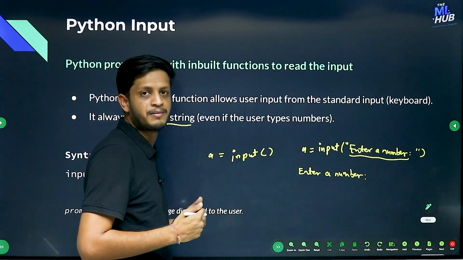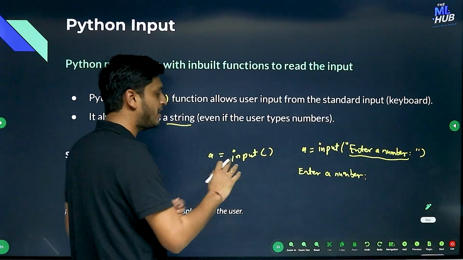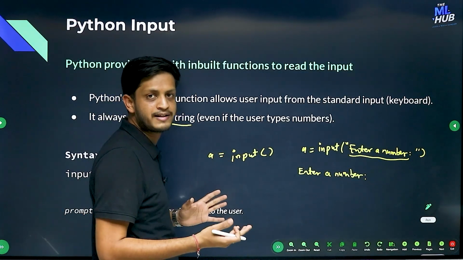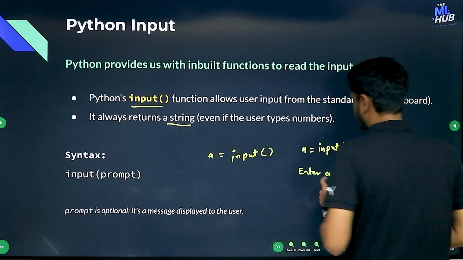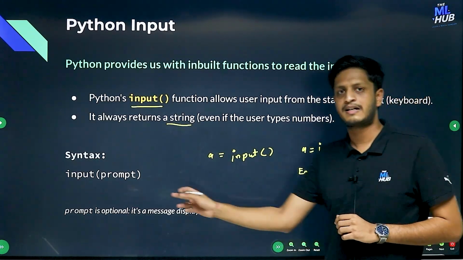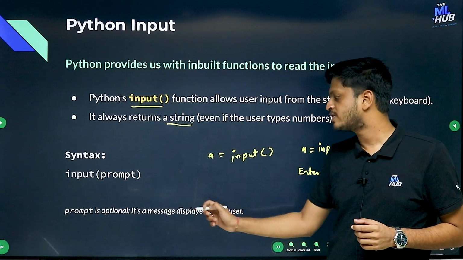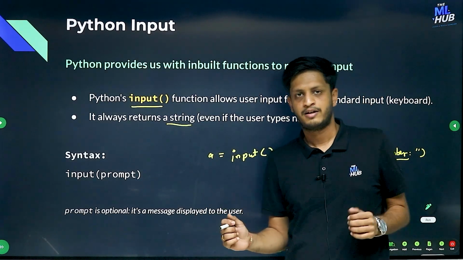Okay, the user will input something, right? But if you don't pass anything, nothing will be printed on the screen, and by default the console will wait for the user to enter something. So this prompt is optional. You can write it or you can avoid it. But if you want to print something before waiting for input, you can use the prompt inside the input function as well. So prompt is optional. It is a message that is displayed to the user before inputting. Okay.